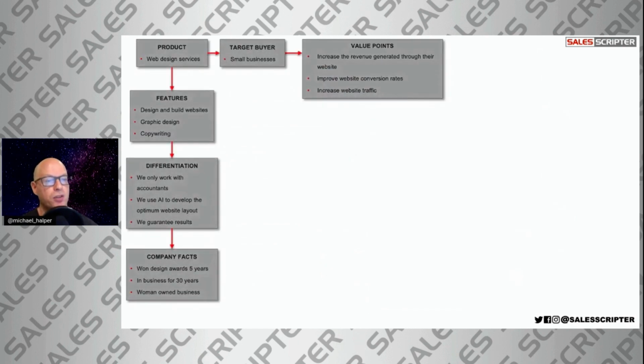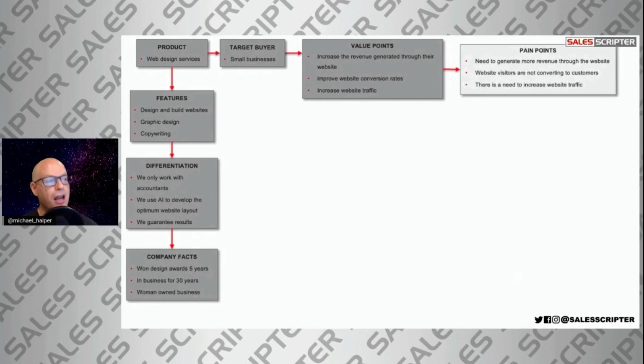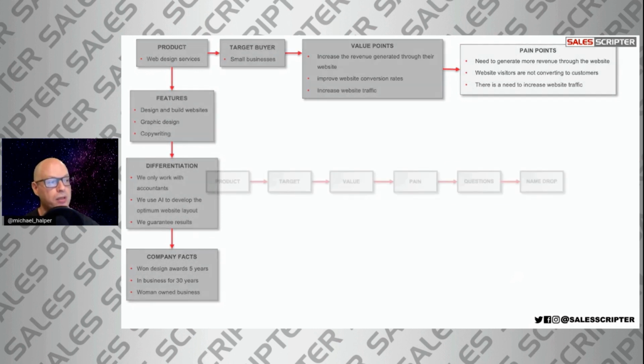So we're selling web design services, we're targeting small businesses, and these are the three improvements that we can make. And using the tip that I gave you, we can basically think about what are the three opposite points to those benefits. And here are three opposite points. So if we help to increase revenue through the website, there's a need to generate more revenue through the website. If we improve conversion rates, then the problem is that the website visitors aren't converting in terms to customers, at least not at the level that they need. So that's an example there with the three benefits led us to three related pain points. And we're moving along here.